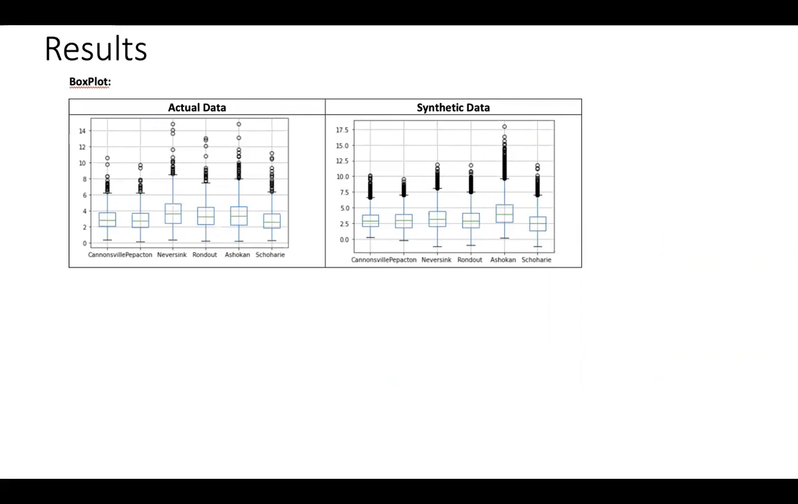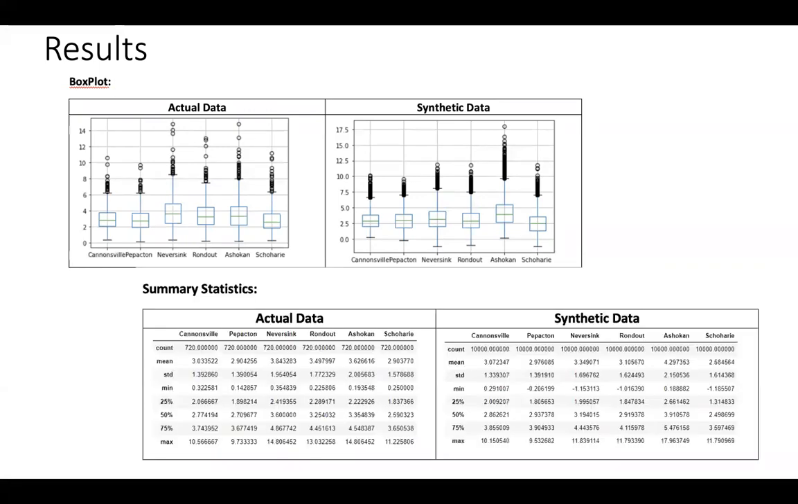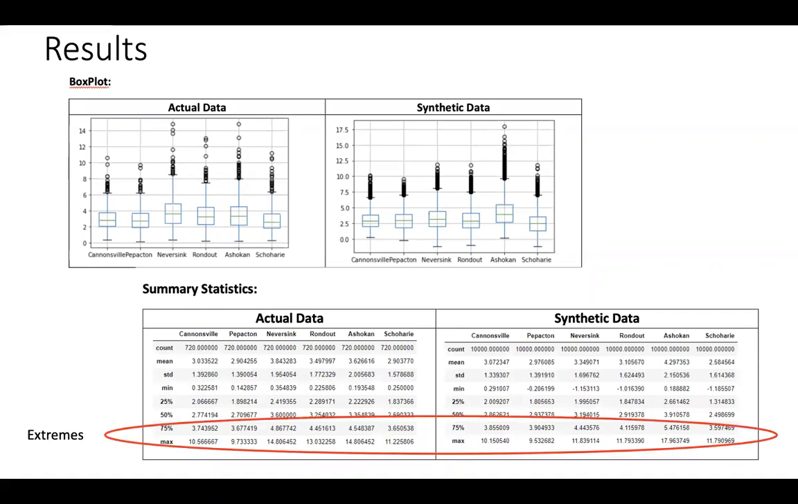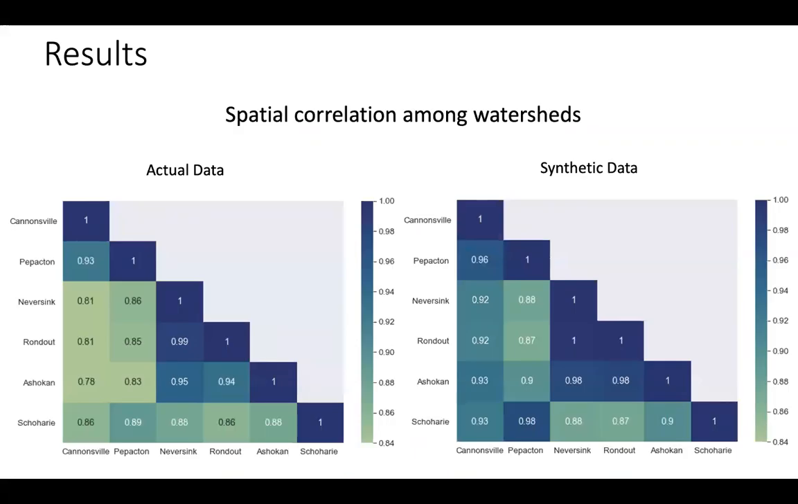If you look at the box plot of the monthly rainfall distribution for each of the watersheds, it looks very similar to the actual data. We also looked at the summary statistics, and we found that the extremes are really captured. But our main target is to see whether they keep the correlation, so we are mostly interested in these results.